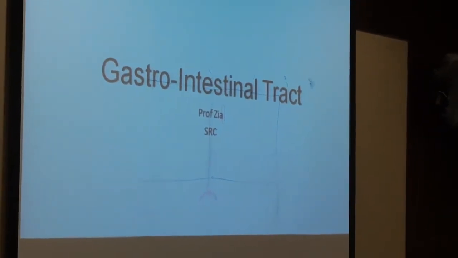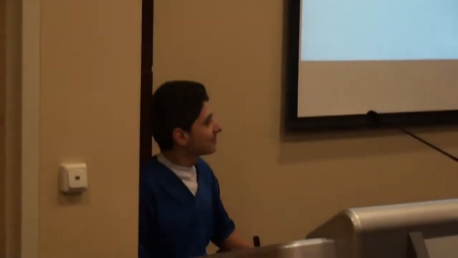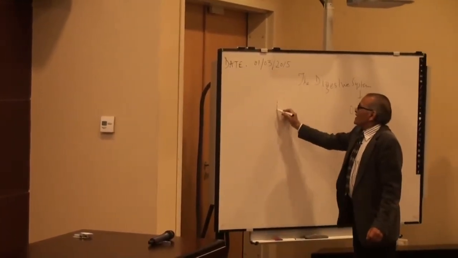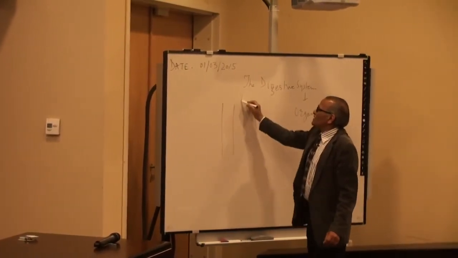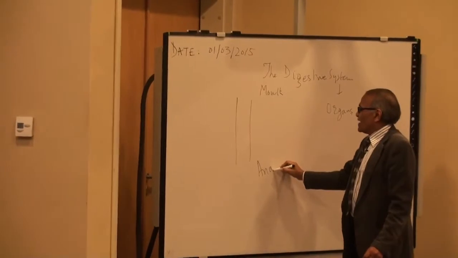Talking about the gastrointestinal system today. The other name for this system is the digestive system. Now this system, as we say it is a system, will comprise various organs. Practically, it is a tube extending from the mouth to the last end that we call the anus.